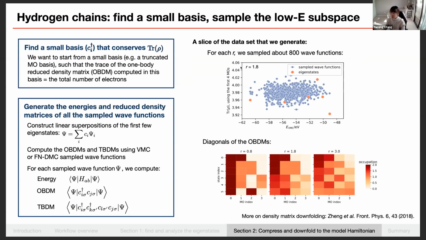On the right-hand side here, I'm just showing you a slice of the data set that we generate. For each R, we sampled about 800 wave functions. Here, I'm showing you the trace of the one-body density matrix using the first 4 MOs versus the VMC energies for all my sampled wave functions and also the eigenstates for R equals 1.8. You can see that the trace of the OBDMs is always close to 4 for all my sampled wave functions using these first 4 MOs. And the energies are in between the extremes of these eigenstates.